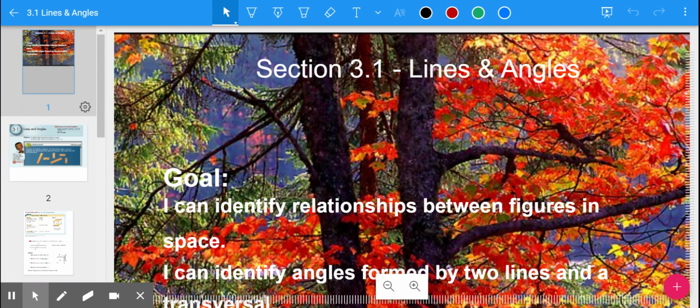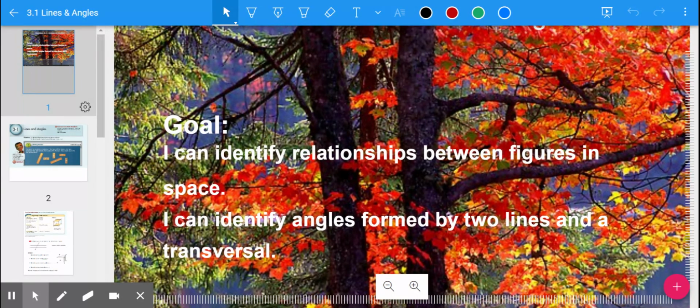So our two goals today. First one is to identify relationships between figures in space. And the second one, more specifically, is to identify angles formed by two lines and a transversal, something you've been introduced to in the past. All right, so let's jump right in.